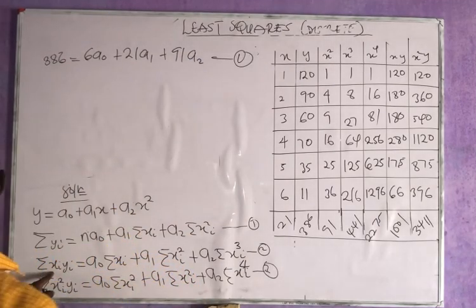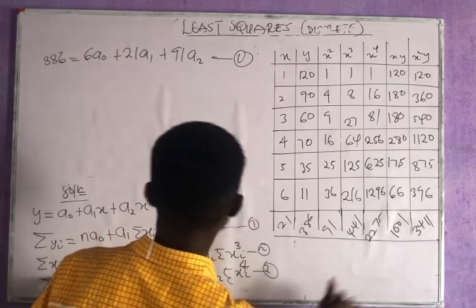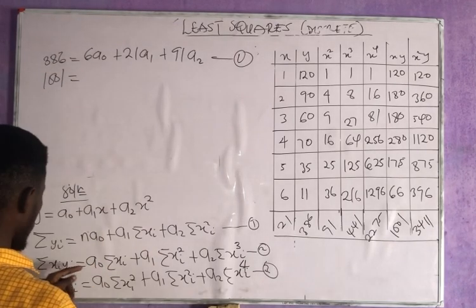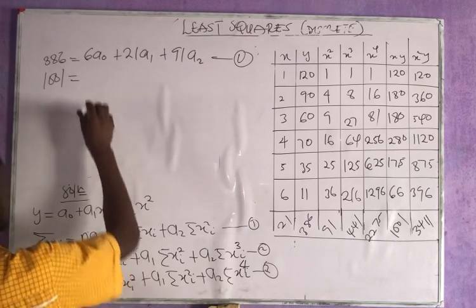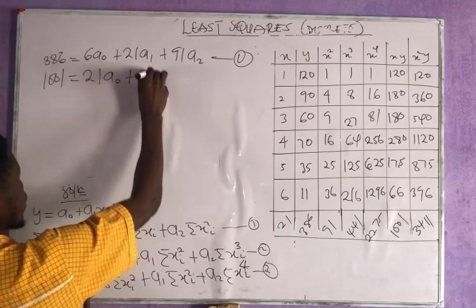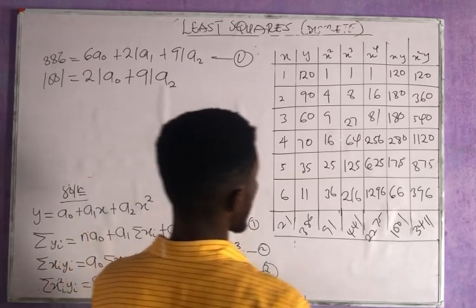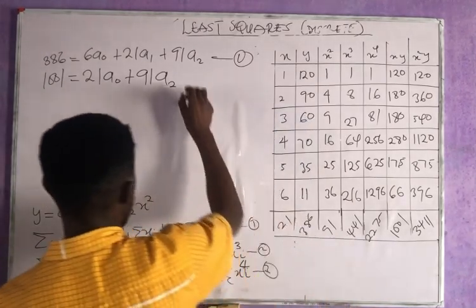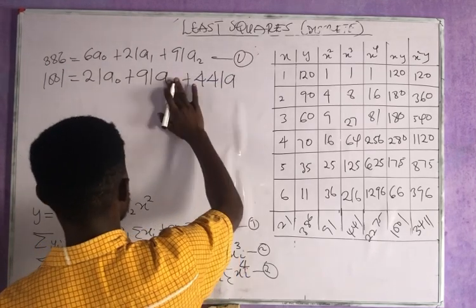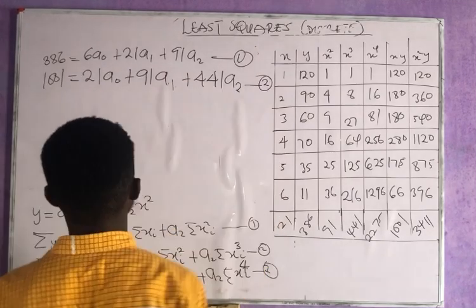We go to equation 2, xy, so my summation xy, 1001, then a naught here is going to be 21 a naught plus 91 a1. X cubed, where's our x cubed? 441, so plus 441 a2, equation number 2.